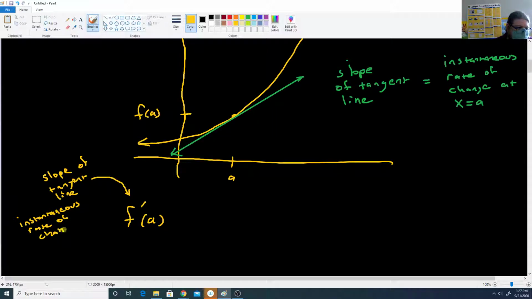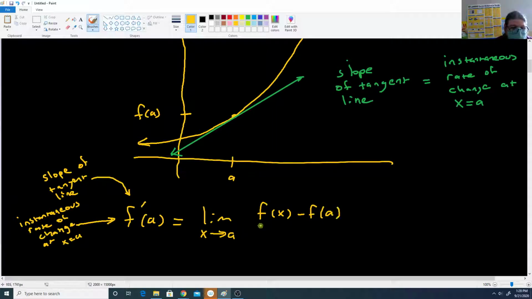At x equals a. So this statement here, this symbol here represents both of those things because those two things are equal. This will equal the limit as x approaches a of f of x minus f of a, all that over x minus a.